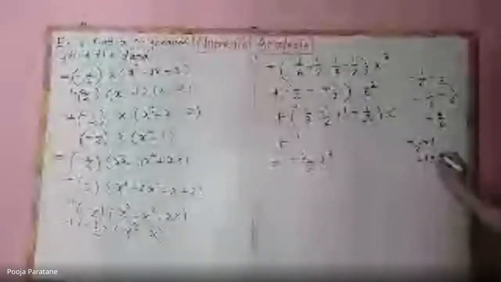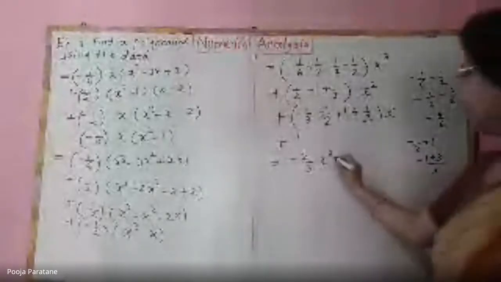Now x square. 1 upon 2 is plus 1 and then it will be 0. So there will be no term of x square. The coefficient of x square is 0. Now the coefficient of x. 1 upon 2 will get cancelled. And now minus 1 upon 3 plus 1 is minus 1 plus 3 upon 3. That is 2 upon 3.